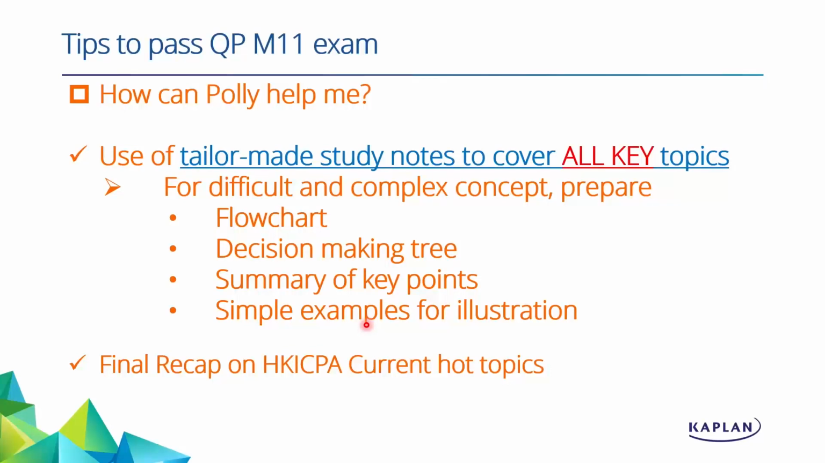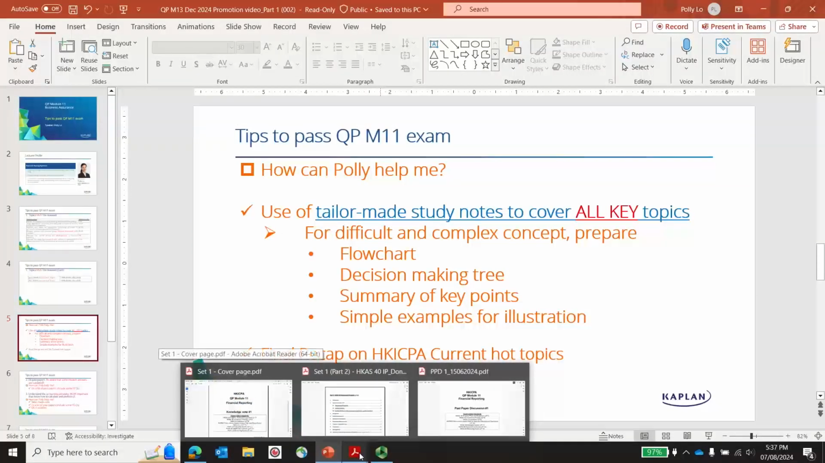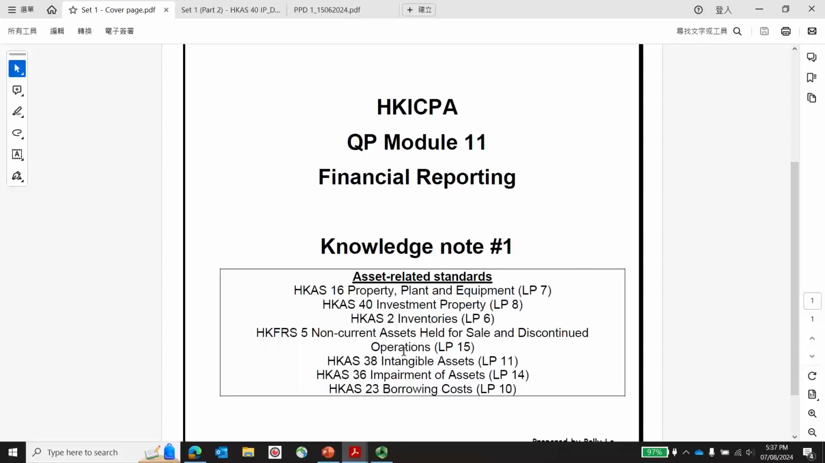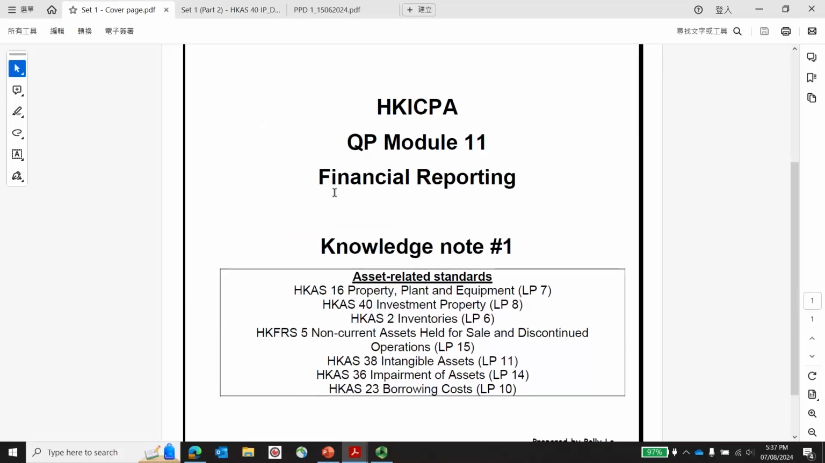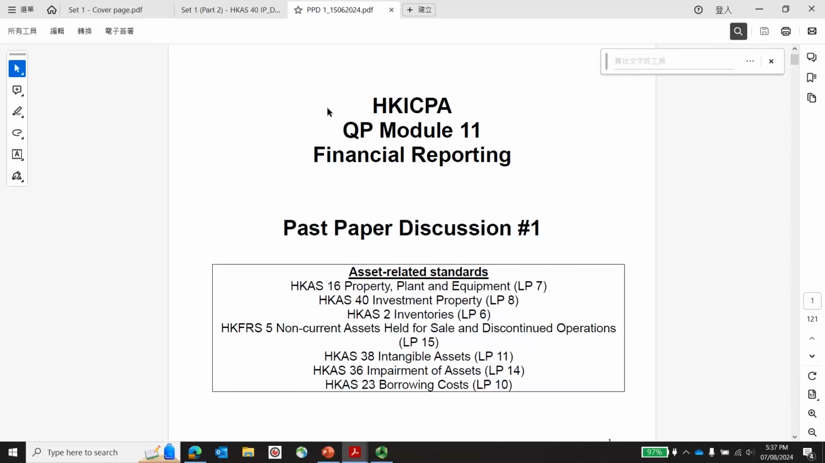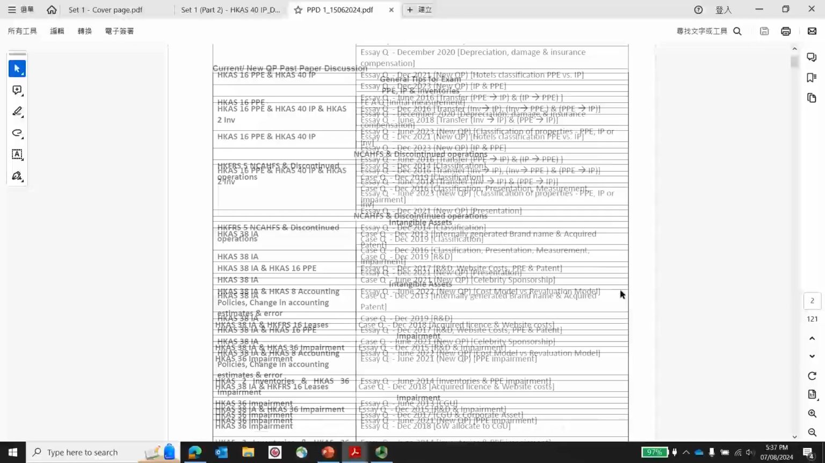Okay, so I want to show you what my tailor-made knowledge notes look like. This is one example of my tailor-made notes. I will divide the notes into knowledge notes and past paper discussion notes. The knowledge notes only cover the knowledge regarding the accounting standards, and the past paper discussion is for doing past papers. We will do some past papers together, and it's actually quite a number of past papers that we will go through in our training.